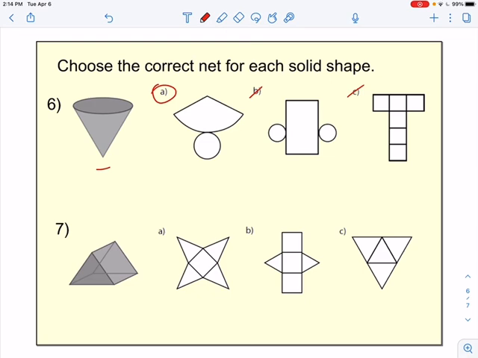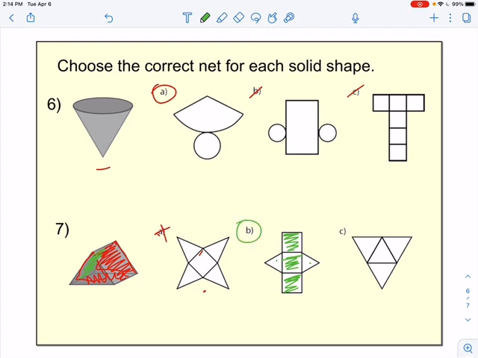Okay, and for number 7, if you folded A, you're going to get a pyramid. It's going to have a square base and come up to a point. So that's not going to work. For B, if you fold it, you have 2 triangular bases, and then you have one rectangle here, one rectangle there, and then a third one. Let me change colors to get the third one. You have a third rectangle over there, so you need 3 rectangles. This one has 1, 2, 3 rectangles and the 2 triangles, so that one is going to be your answer.